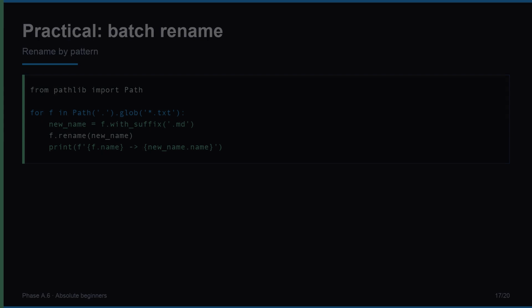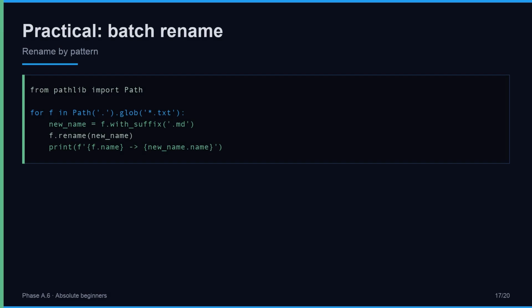Inventory a project. Here is a slightly bigger task. You have a folder of .txt files and you want to rename every one to .md. Loop over glob *.txt. For each file, build the new name with the with_suffix method, which returns a new path with the extension replaced. Then call rename with that new path. The file is renamed on disk. Print the old and new names so you can see what happened. 10 files, 100 files, 10,000, same 5 lines of code. This is the power of Pathlib plus a loop.